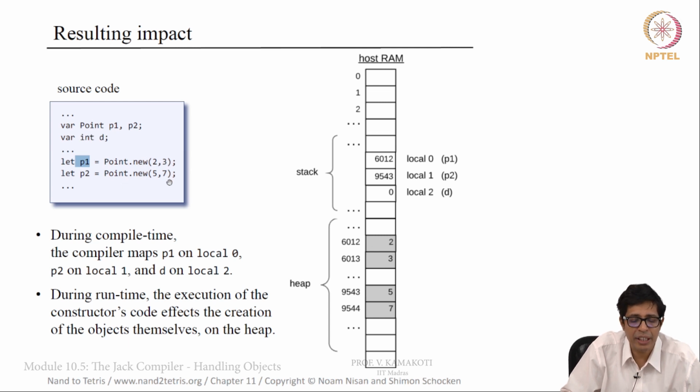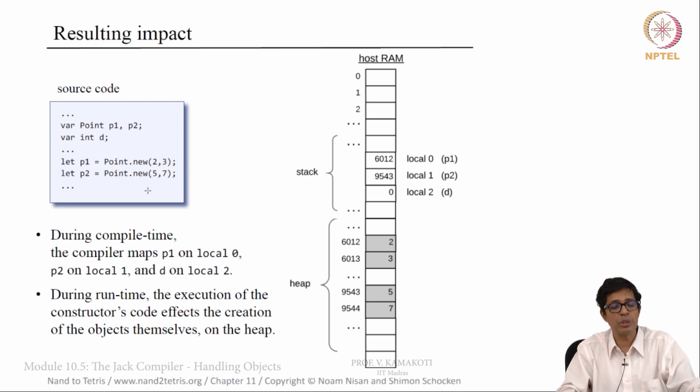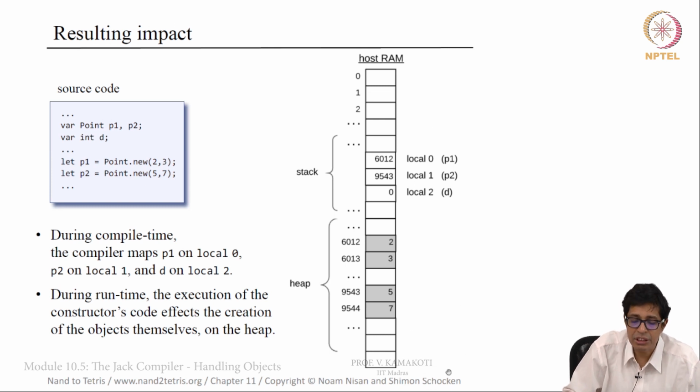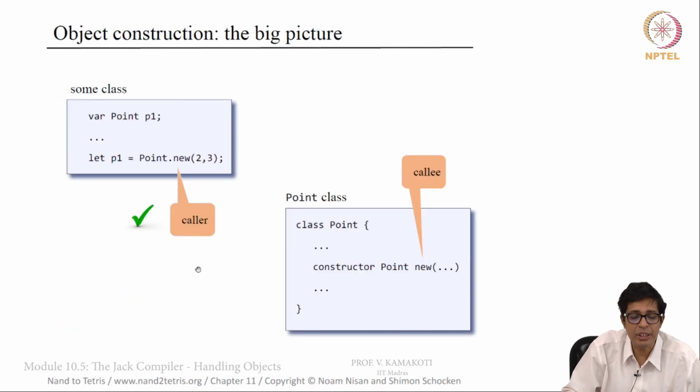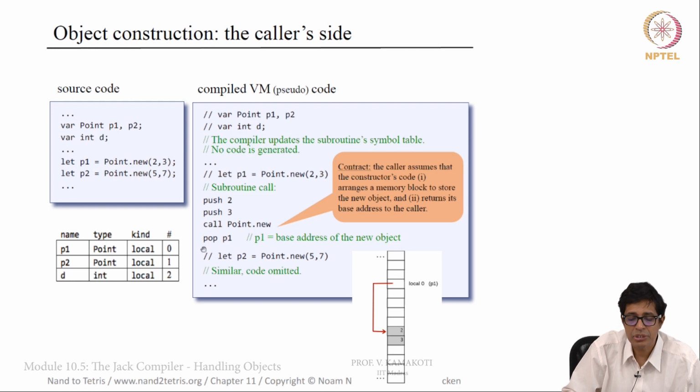Then we do point.new 5, 7. Again point.new will go and ask the operating system for 2 spaces. The operating system will give 9543 and 9544 for example. So it will go and store 5 and 7, and it will return back 9543, which will essentially get stored into P2 here. So this is how 2 objects are basically created. So what we have seen now is what is happening at the caller routine. I just push the parameters, I call this function, and whatever result I just pop onto this P1.